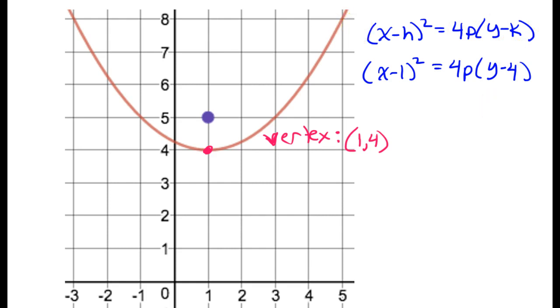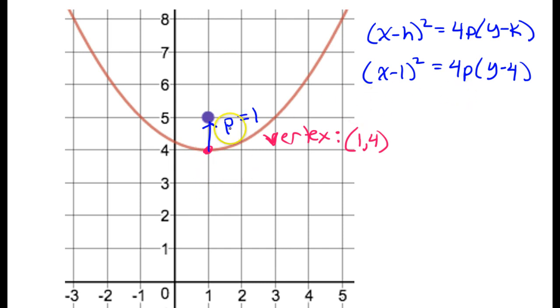Okay, so all we need is the p-value. Be careful when you're filling in these values. Don't just go automatically in order. Make sure that the x-coordinate of the vertex is going into the x part of the equation, and the y-coordinate of the vertex is going into the y part of the equation, but they're opposites. So the p-value is the distance from the vertex to the focus. So because this is up 1, I will say that the p-value is 1. If it had been down 1, I would have said negative 1.